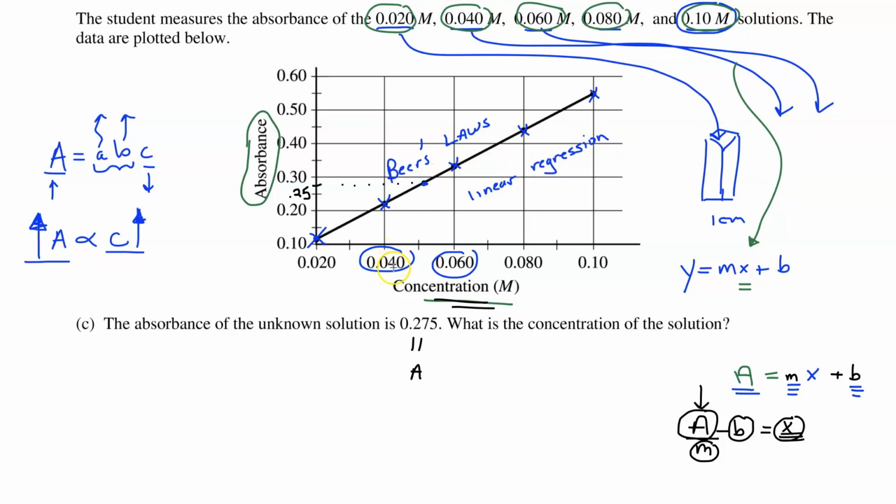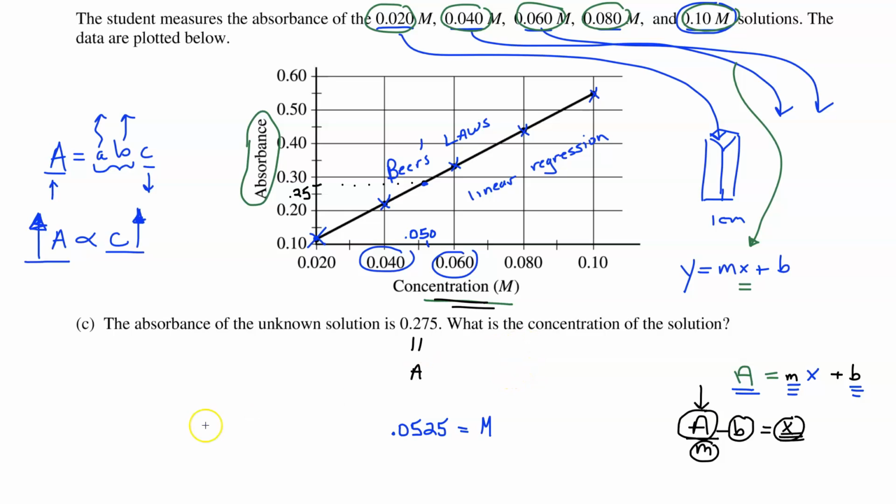This is 0.040, so this is 0.050 for this line here. We're a little bit past it, so we're going to have to make some estimations here. This is 0.050, this is 0.055, so 0.0525, and they're going to give you a range. That's what I get for my molarity.